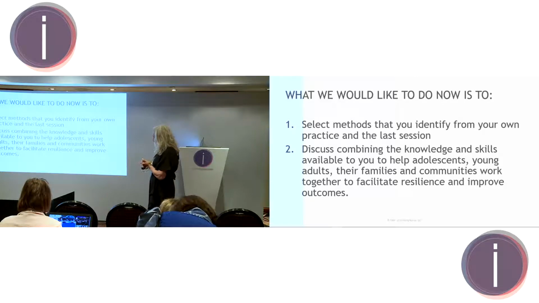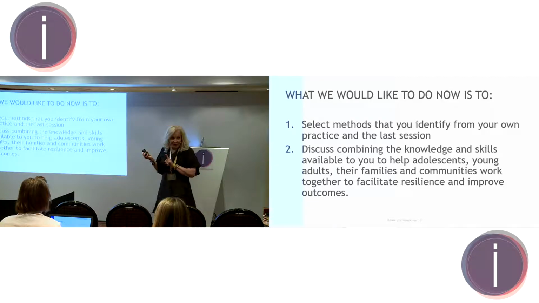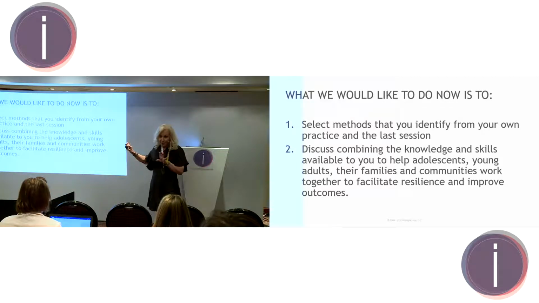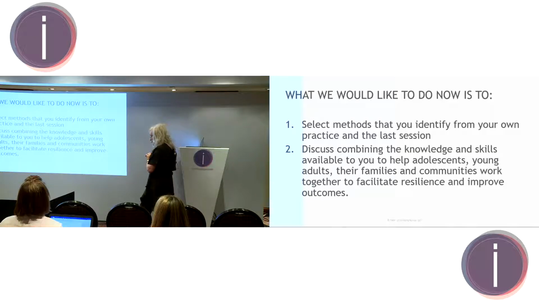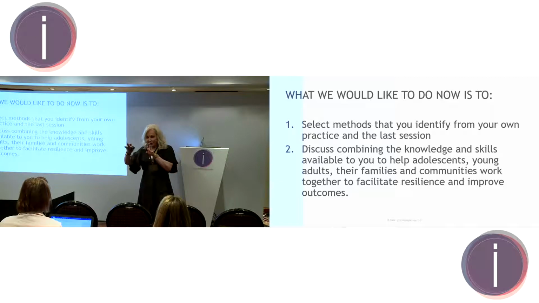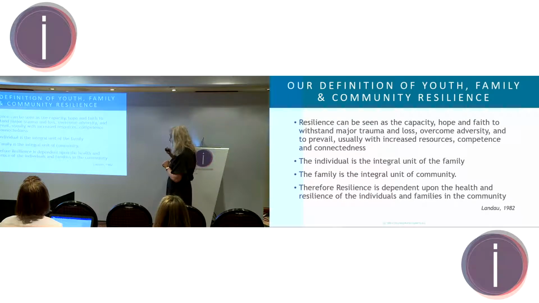So, what we'd like to do now is select methods that you identify from your own practice. For those of you who weren't in the last session, just the methods you use in your own practice. You're going to discuss combining the knowledge and skills available to you to help adolescents, young adults, and their families and communities work together to facilitate resilience and improve outcomes. So we're going to provide you with a problem, and you're going to break into small groups and discuss what you're bringing from your own practice, and for those of you who were in the last session, things that you got from the last session.